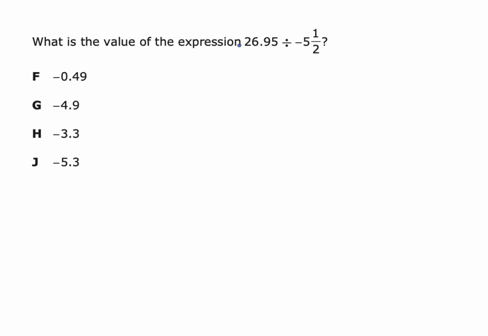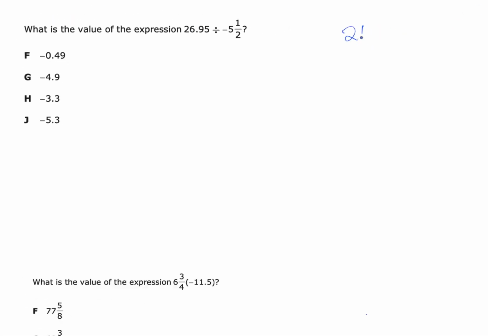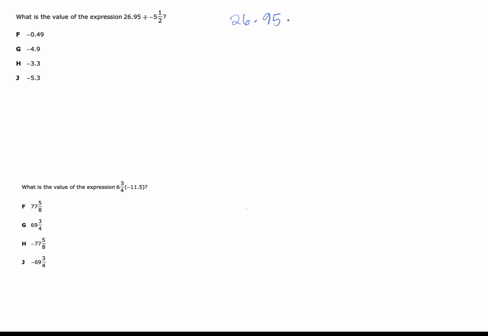Last but not least, it says here, what is the value of the expression? And we have 26.95 divided by -5.5. Now, when I look at my answers, they're all decimals. So I'm going to have to change this mixed number to a decimal, and that's pretty easy. So that will be 26.95 divided by -5.5. I know that a positive divided by a negative is a negative, so I know my answer will be a negative.